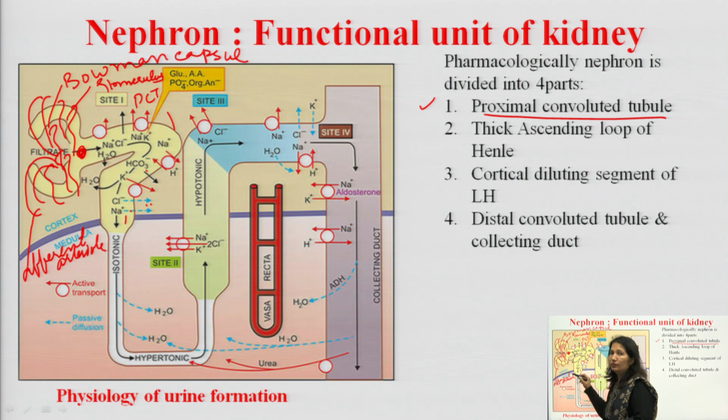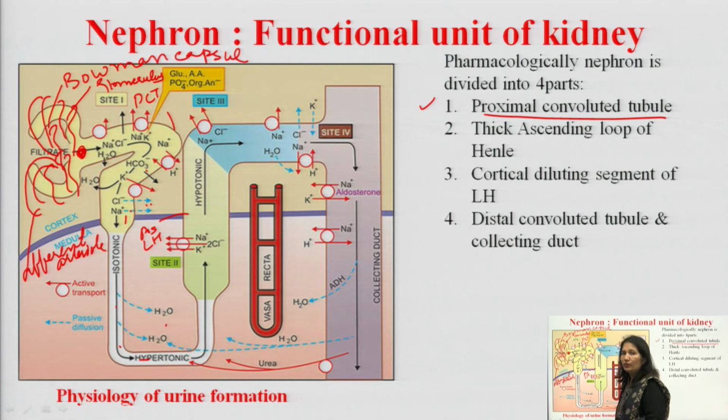This isotonic fluid now enters the next site, site 2, the loop of Henle. There is a descending loop of Henle and an ascending loop of Henle. Now the filtrate reaches the descending loop of Henle. Here the cells are permeable to water but impermeable to sodium. So sodium is retained in the lumen and water gets reabsorbed.